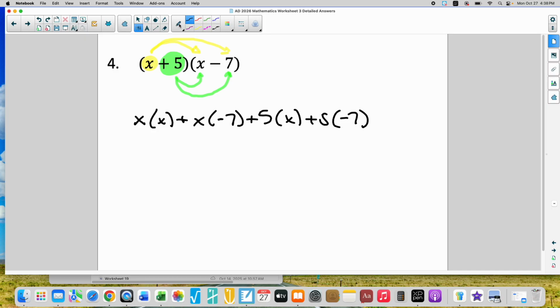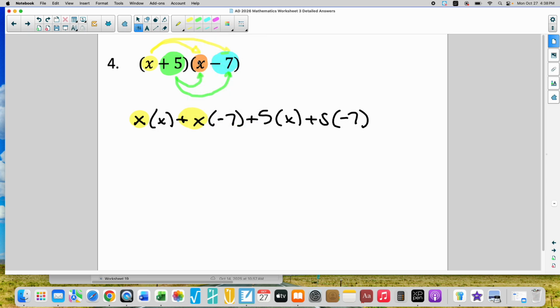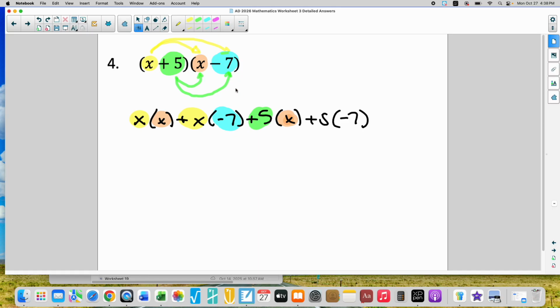So we distributed that first term, positive x, to both the 5 and the negative 7. Sorry, not to the 5. So the x goes to the x, the x goes to the negative 7, and then the 5 goes to the x, and then the 5 goes to the negative 7.